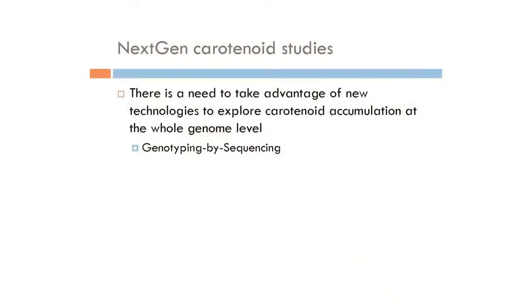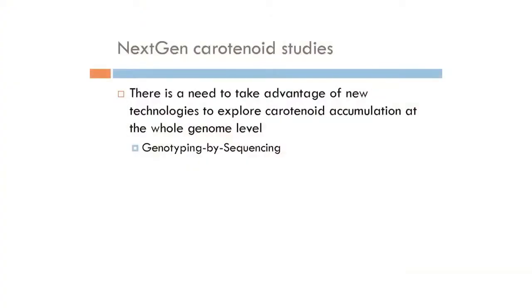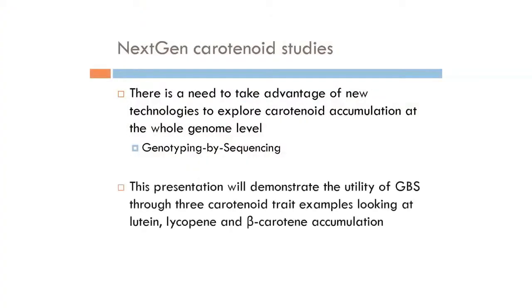So this is why I think that there's a need to take advantage of some of the novel technologies to explore carotenoid accumulation, not only at the biosynthetic gene level, but at the whole genome level. And to do that, I propose that we use genotyping by sequencing. I'll refer to this as GBS for the rest of the talk. So I'm going to demonstrate the utility of GBS through three trait examples: lutein, lycopene, and beta-carotene accumulation.